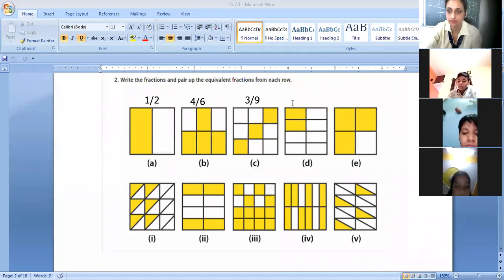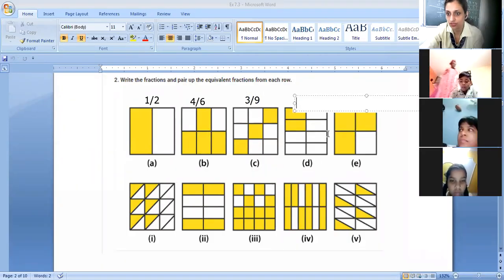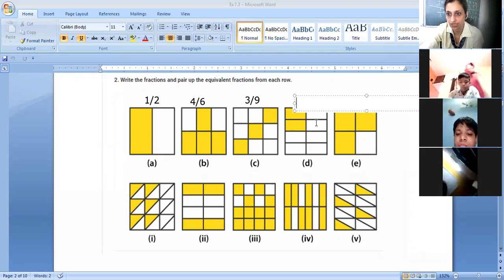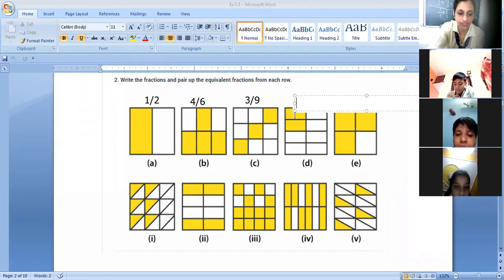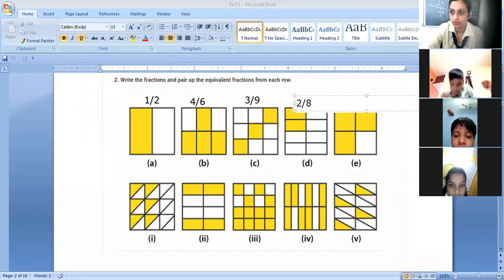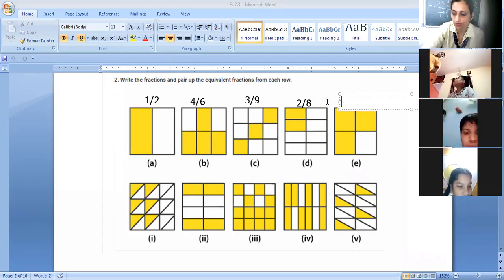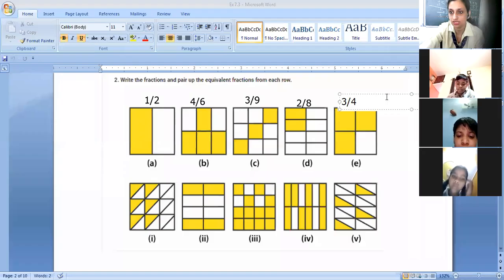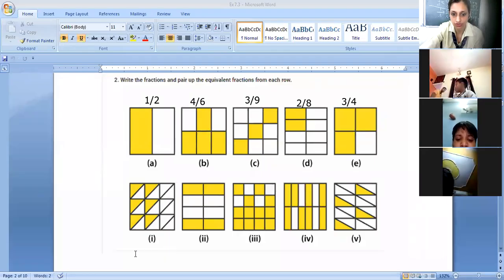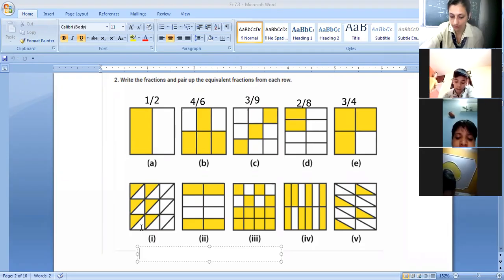Rest of you, start marking it. Next, how many total parts are there? 8 are there. And how much is shaded? 2. Write the fraction 2 by 8. Next. Yes, 3 by 4. That's right. 3 by 4 is the correct answer. Rayan, Arav, right. Saksham, that's also correct. Next one. Can anybody tell me how many parts are shaded in this figure?